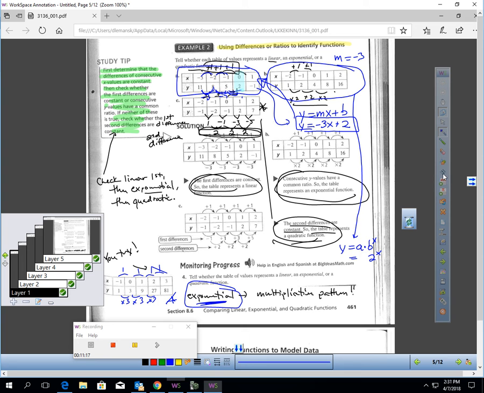A is your y-intercept for an exponential equation. So let me highlight the y-intercept. It's right there. I'll circle it. It's 4. A is 4. Okay, there's my rule or my equation for that table. Y equals 4 times 2 to the x power would be the equation for that table.